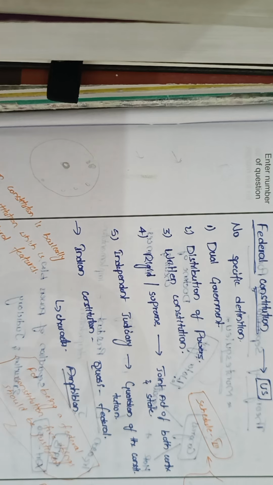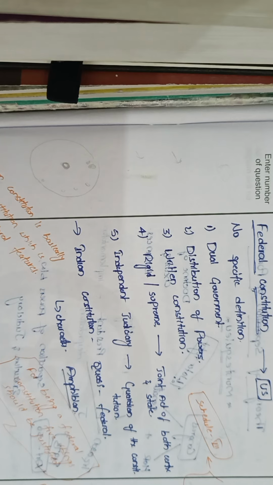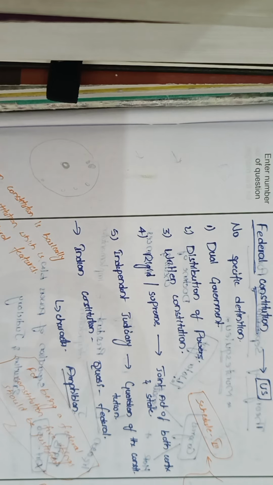A unitary constitution has major power at the parliament and it delegates the power to states. That is the main definition of a unitary constitution. But coming to the federal constitution, we don't know the proper definition. So everyone will compare a federal constitution with the US federal constitution, because it is the oldest federal constitution in the world. Any constitution that has the 5 satisfactory characteristics of a federal constitution will be matched with the US constitution.